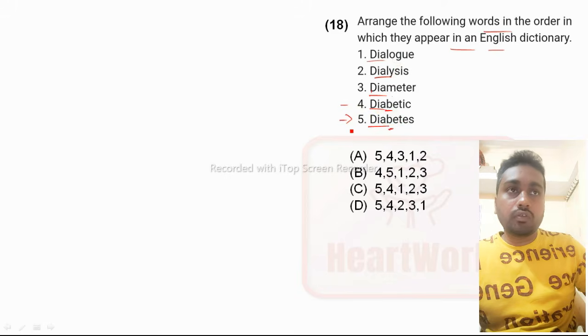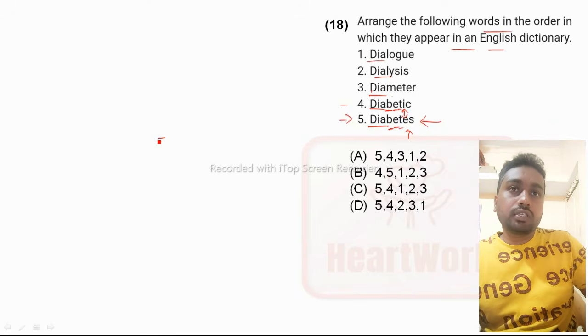Now we will compare 4 and 5. B and B, E and E, T and T, till here it is the same. Now we have to find between I and E, which one will come first in the alphabet? Obviously E will come first. So the first word is 5.